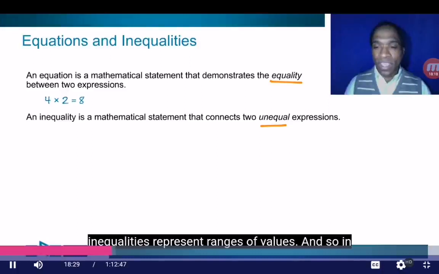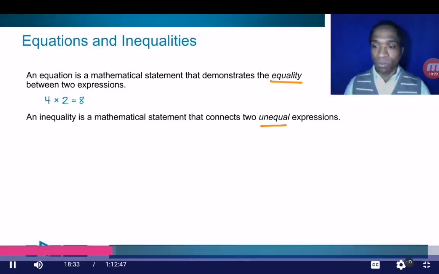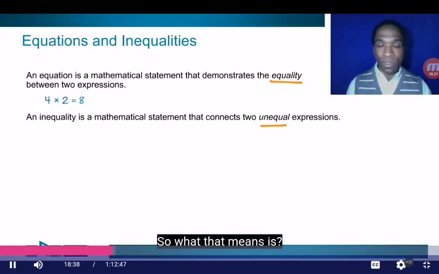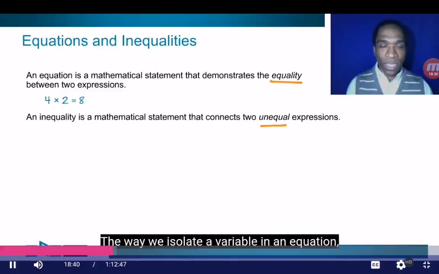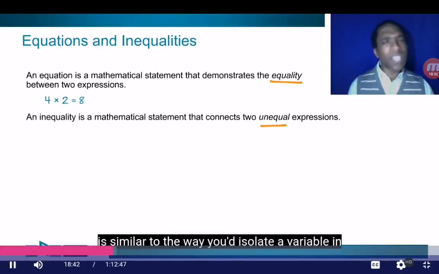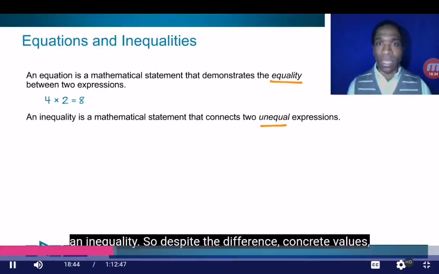So in this case, when you isolate variables here, though, right, we're going to treat them the same. So what that means is the way we isolate a variable in an equation is similar to the way you'd isolate a variable in an inequality.